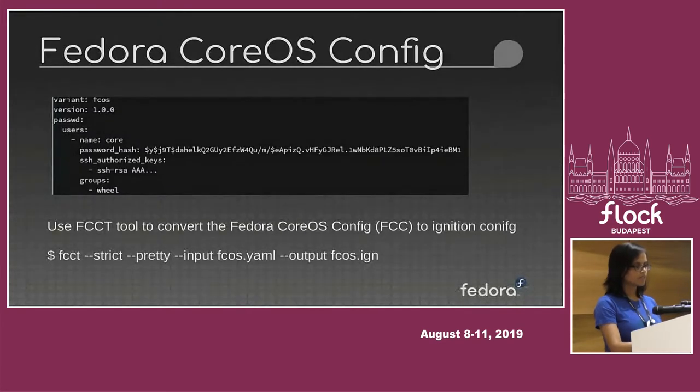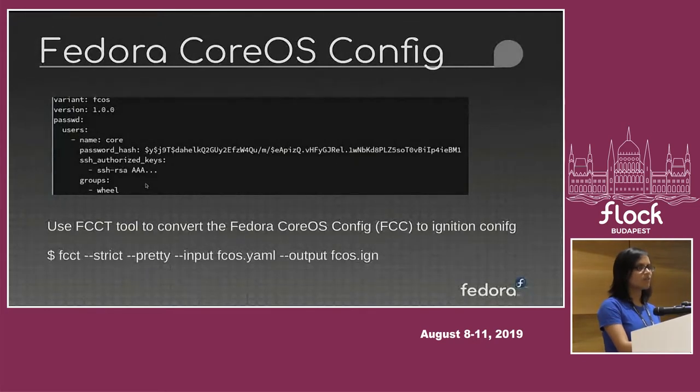Okay, since we are talking about it, you can see what a Fedora CoreOS config looks like. It's YAML syntax, where right now the version defined is 1.0.0. And these are the syntax. Here is the name of the user which we are creating, and the password hash. This is a salted password which we create, whatever you want to give, and then the SSH keys which you want to add, and which groups. This is a simple FCC config file.